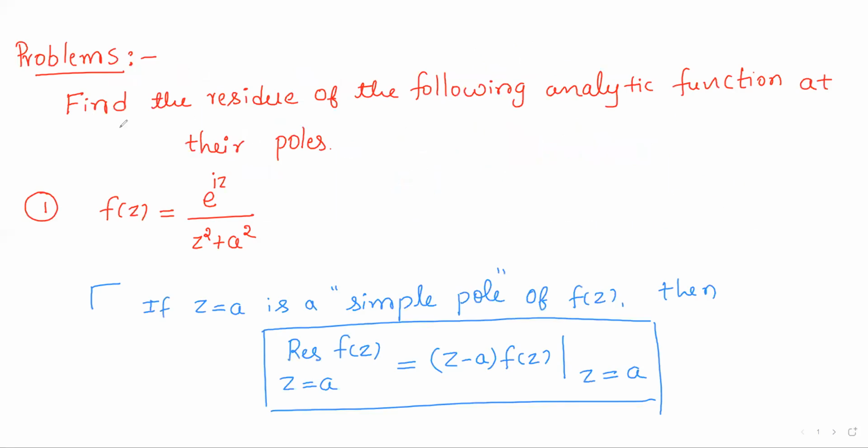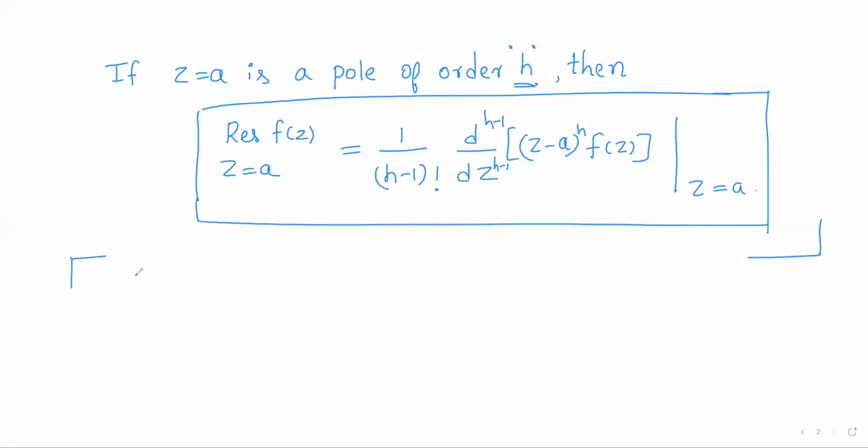So the problem is to find the residue of the following analytic functions at their poles. They will give some analytic functions, and we have to find the residue of each function at its poles. The first problem is f of z is equal to e to the power iz by z square plus a square. Now we have to find the poles of this function, and later on find the residue at its poles. So first of all, recall what a pole is.